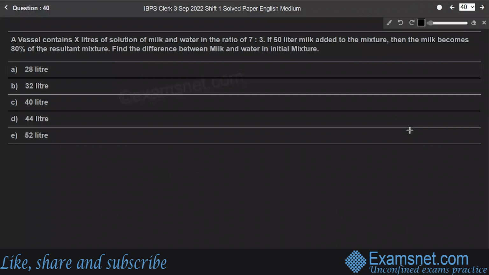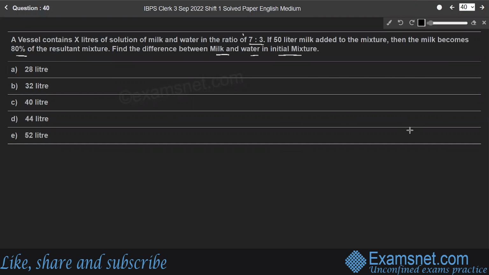Question 40. A vessel contains X liters of solution of milk and water in the ratio 7:3. If 50 liters milk added to the mixture, then the milk becomes 80% of the resultant mixture. Find the difference between milk and water in initial mixture.